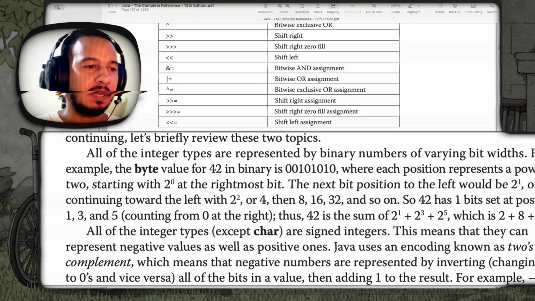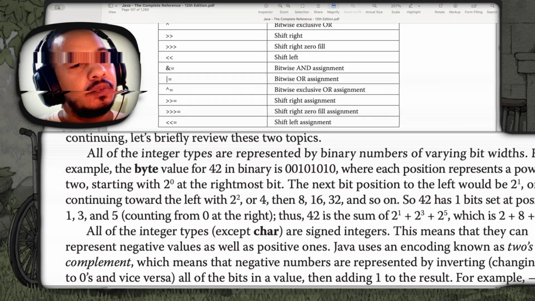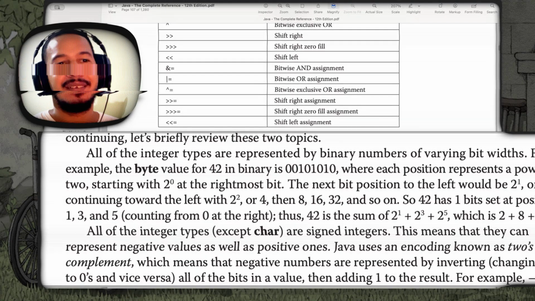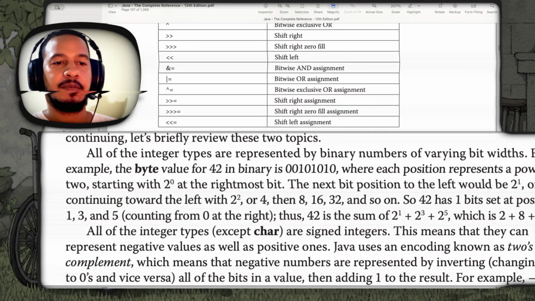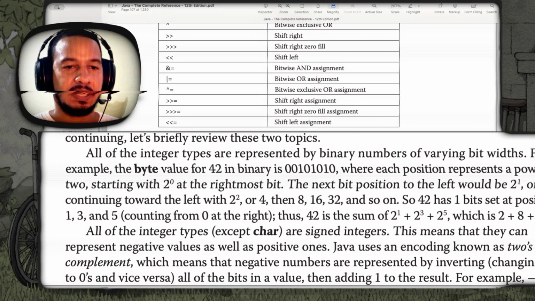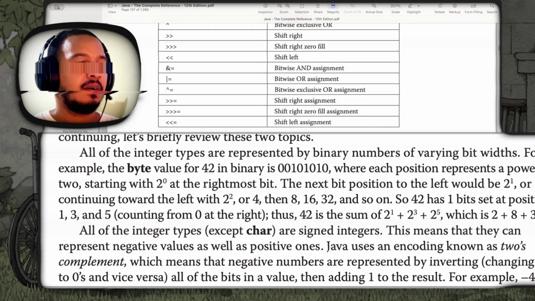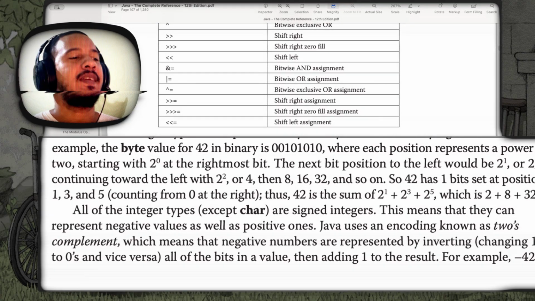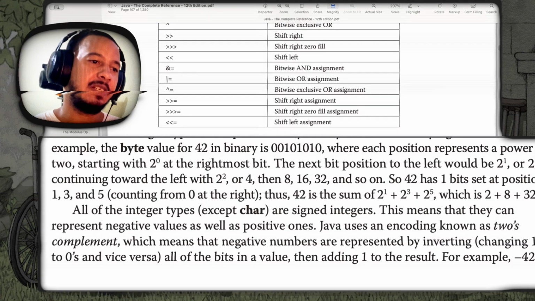Counting from 0 at the right. Thus 42 is the sum of 2 to the power of 1, 2 to the power of 3, and 2 to the power of 5, which is 2 plus 8 plus 32. All the integer types except char are signed integers. This means that they can represent negative values as well as positive ones.